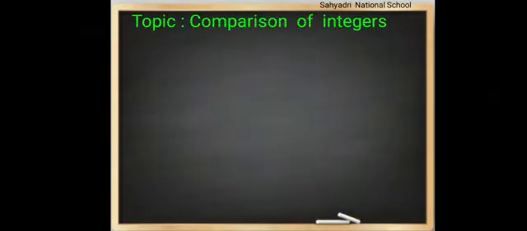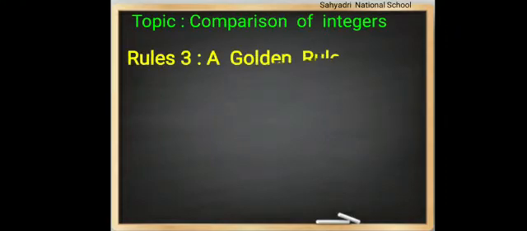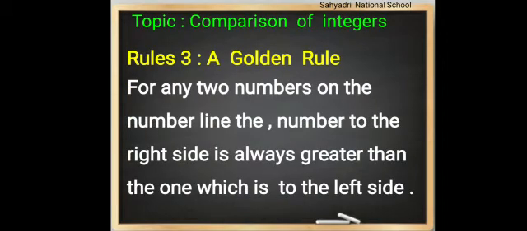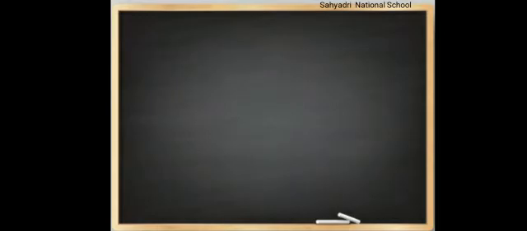Let us see the third rule, which we can call as a golden rule. Means even if you do not remember rule 1 and rule 2, you will be able to compare any two given integers using this golden rule. Let us see what the rule says. For any two numbers on the number line, the number to the right side is always greater than the one which is to the left side. Let us verify this rule using number line.